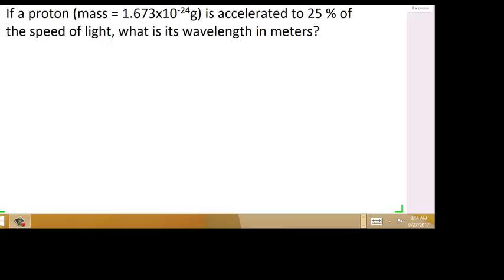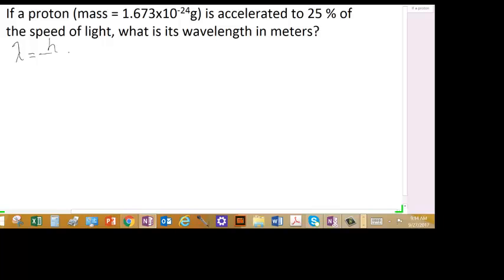The relationship we can use here is that the wavelength of matter is equal to Planck's constant divided by the mass of that matter, which we're given here for this proton, multiplied by the velocity. So note that this v term is velocity and not frequency, which is the Greek letter nu. They're two different things.